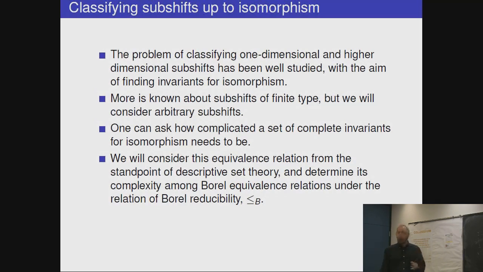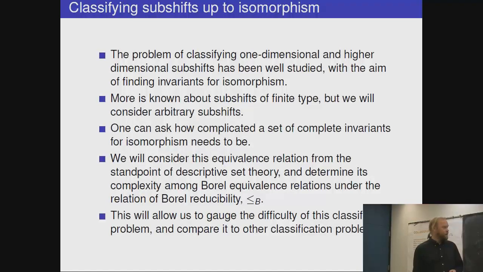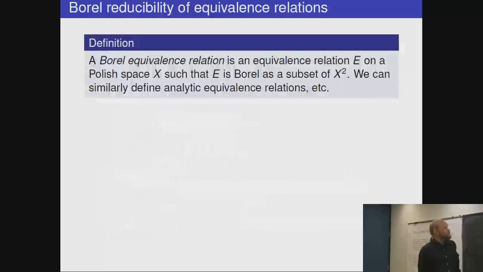We're going to ask how complicated it is to describe when two subshifts are isomorphic, or another way of saying this is how complicated a complete system of invariants for isomorphism of subshifts would have to be. There's this whole program, which I'll come to in a minute, but the idea is to ask: is describing subshifts up to isomorphism more complicated than, say, describing groups up to isomorphism, or describing linear transformations up to isomorphism? We can gauge different classification problems in terms of roughly how complicated a system of complete invariants would need to be for each of them. That's the first thing that we want to talk about.